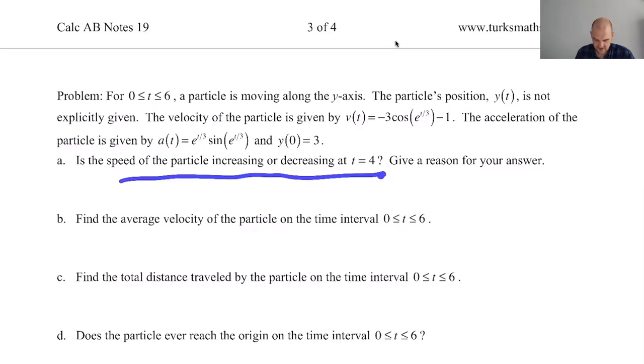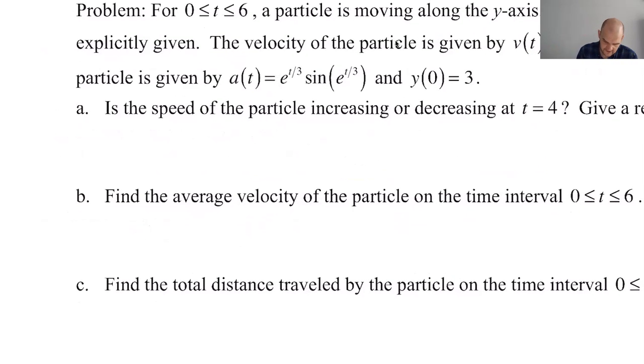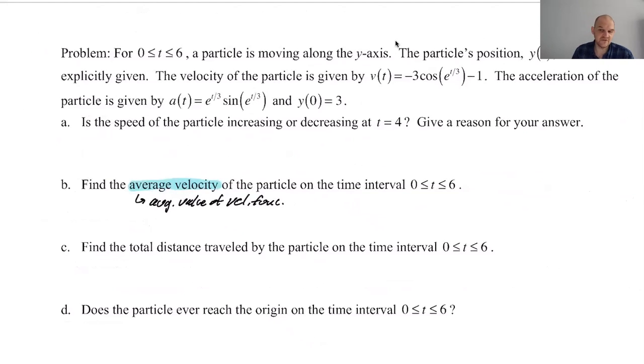So, is the speed increasing or decreasing at 4? Give a reason. Average velocity, which is how I choose to read this, is really the average value of the velocity function. If you replace average velocity with average value of the velocity function, it's so much easier to conceptually figure out what's happening. Then total distance traveled. I'm going to deal with those 3 questions after I shift over to the calculator.